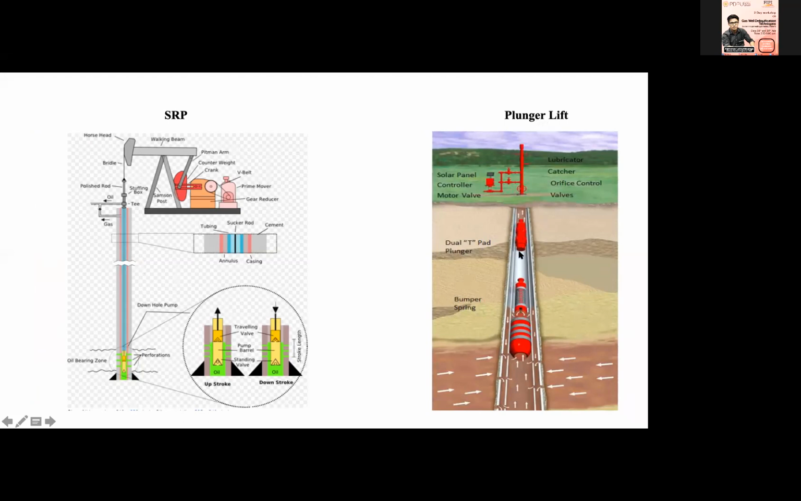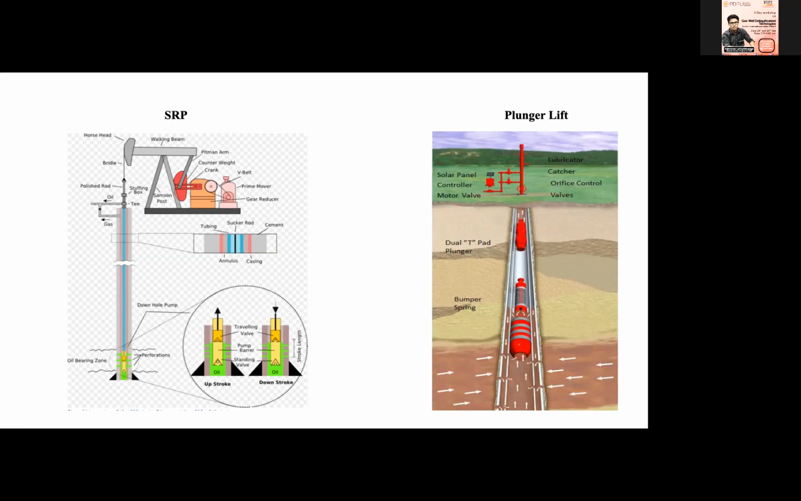So in plunger lift, you have the plunger, which will be set at the well, at the perforation interval or above it. And this plunger will be using the natural energy from the reservoir. You don't require some external energy from the surface. So your reservoir energy will be lifting your plunger.